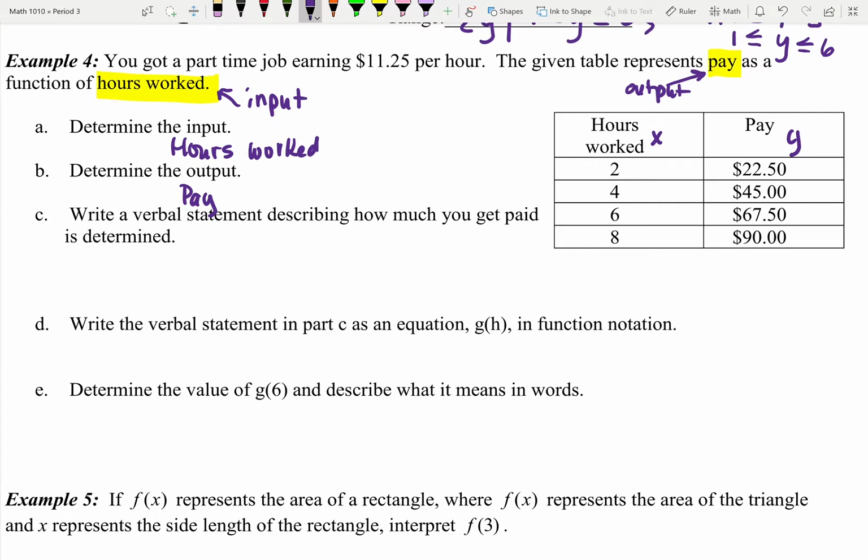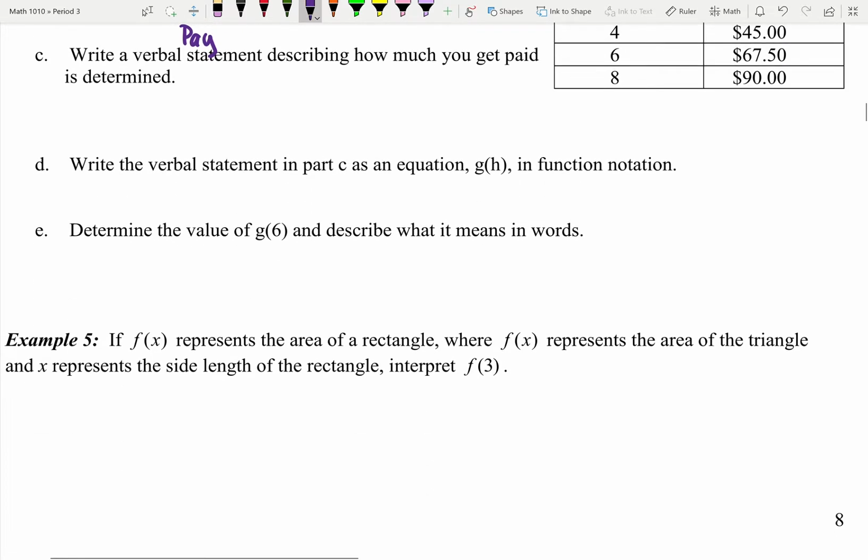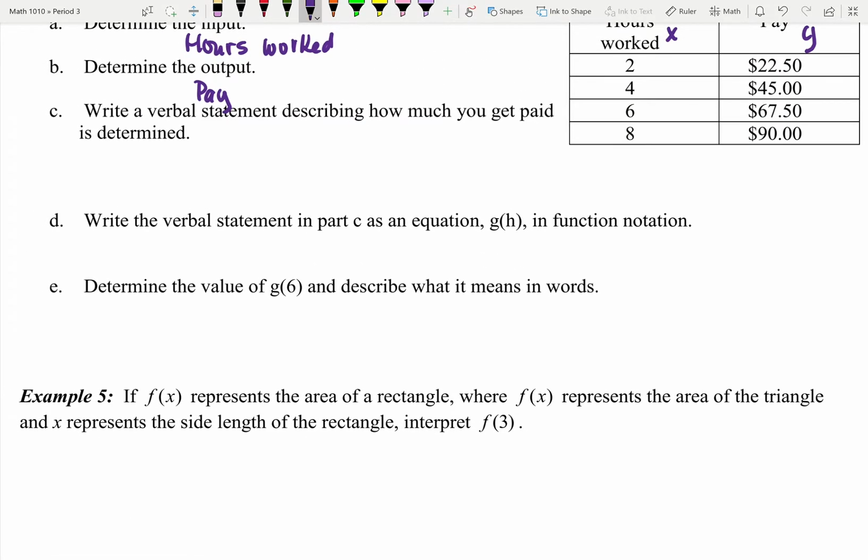Now you understand. You're going to write it down in your paper. You're going to get it right on your test and quiz. So it's okay. Everything's not perfect. Okay? Okay, good. Okay, next one. Write the verbal statement in step C as an equation in function notation.